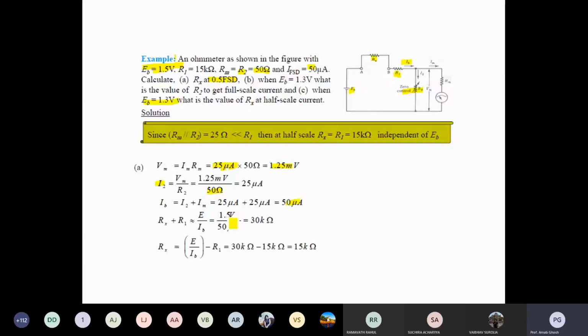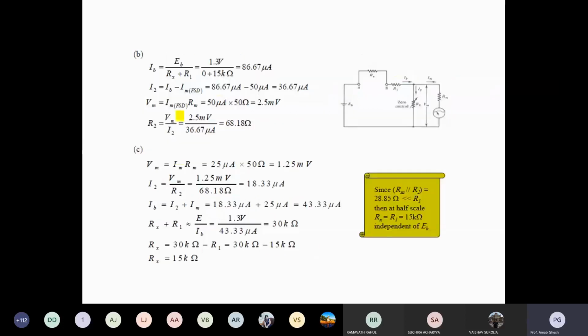So in the first case, what is the value of Rx? Rx plus R1 equals 30k. So Rx equals 30k minus 15k. The value of R1 is already given as 15k, the standard value. So Rx is coming 15k for condition 1.